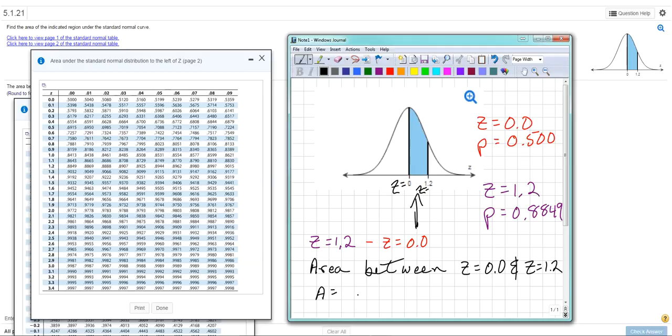The area will be equal to 0.8849, which is the equivalent area or probability under the curve for z equals 1.2, and we will subtract from that 0.500, which is the equivalent area or probability under the curve for z equals 0. Once we do that subtraction, we find that we have 0.3849. That is going to represent the area under the curve between those two z values.